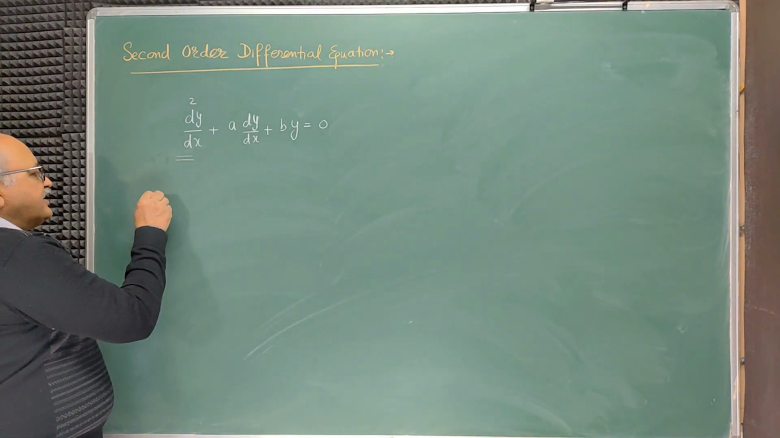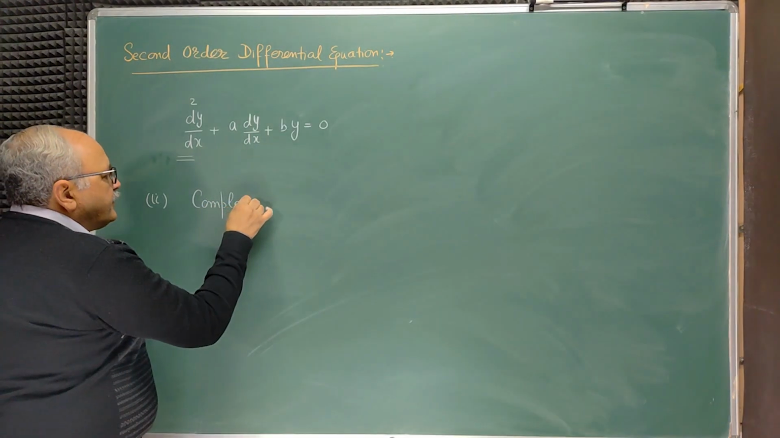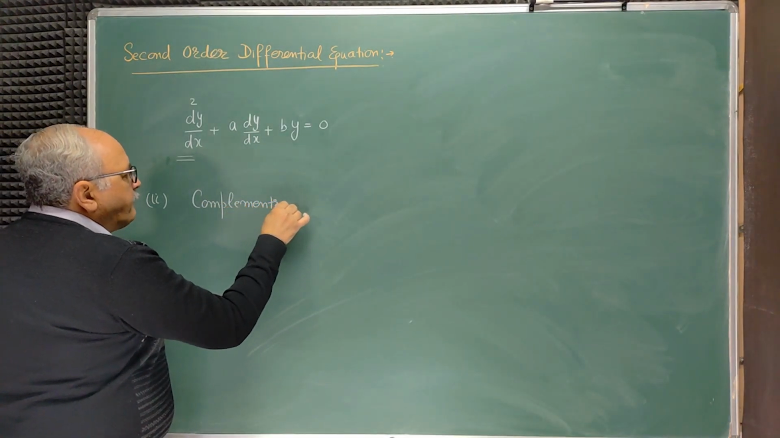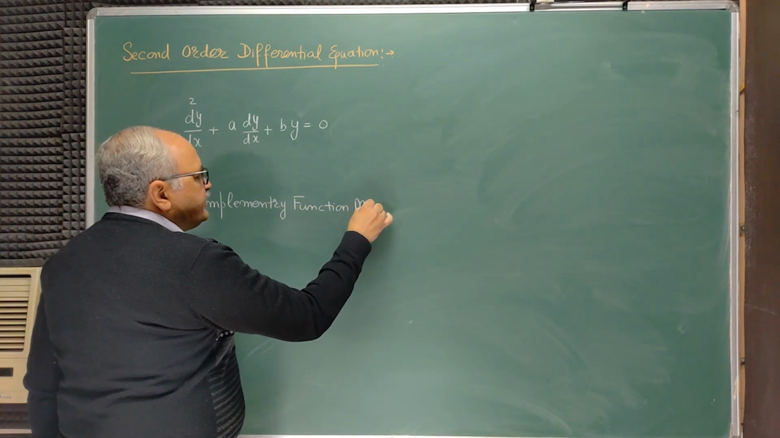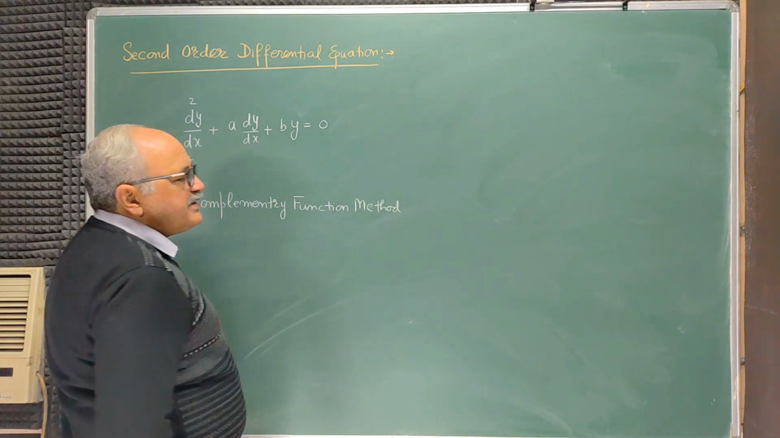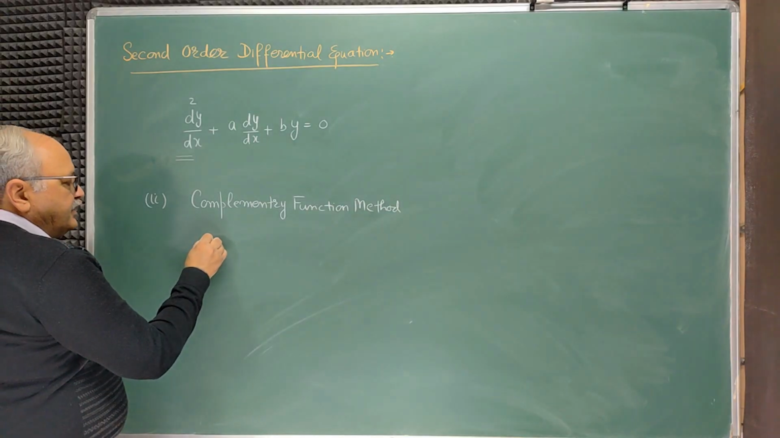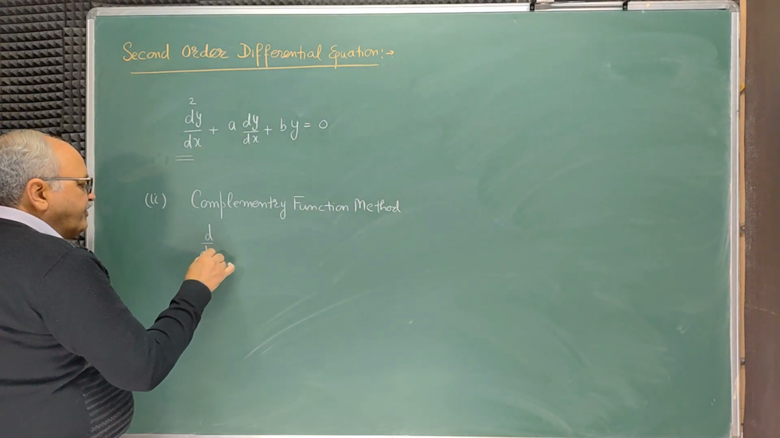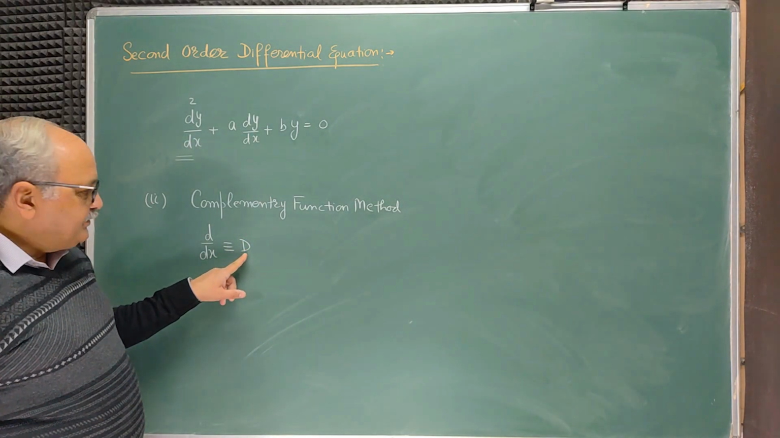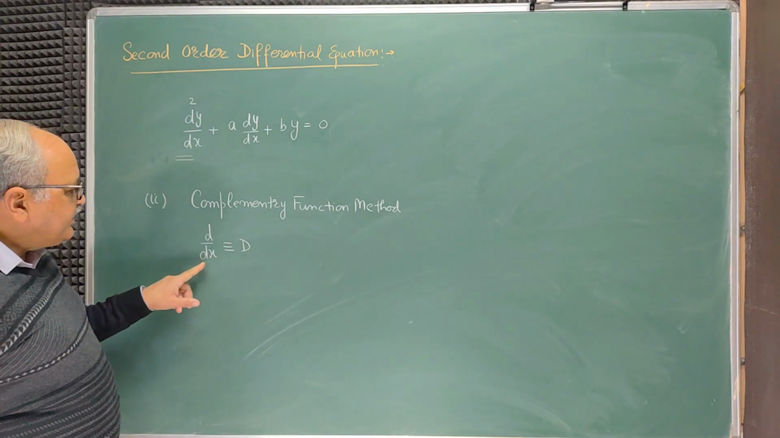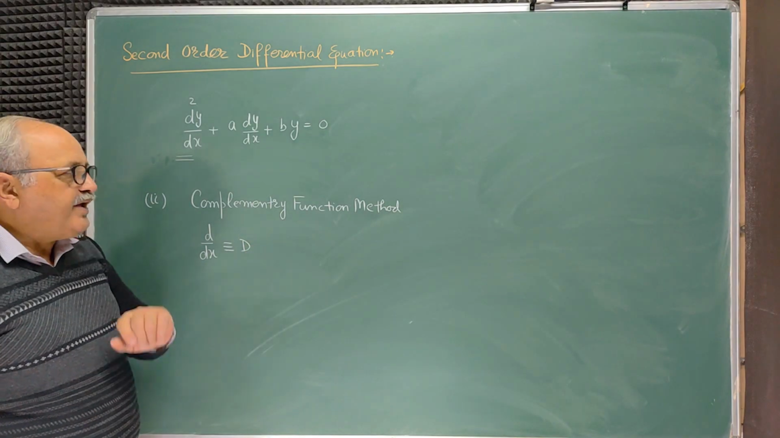There is a second method also, and this is called the complementary function method. It is basically an operator method where we take the derivative operator d over dx as D. It is a symbol given to the operator. When I write dy by dx, I say that the derivative operator is operating on y.